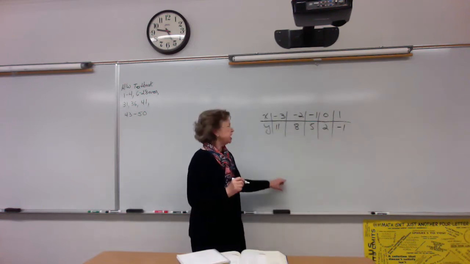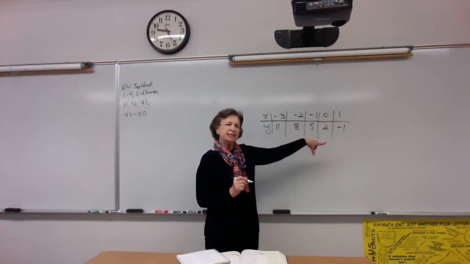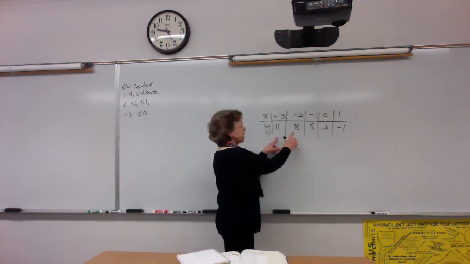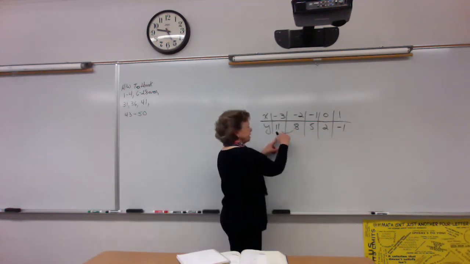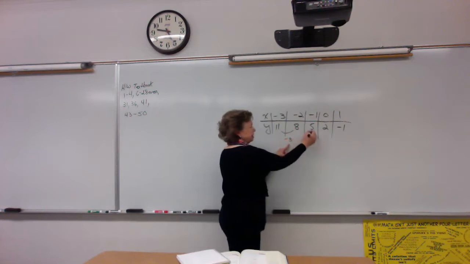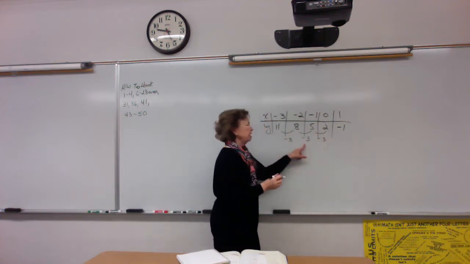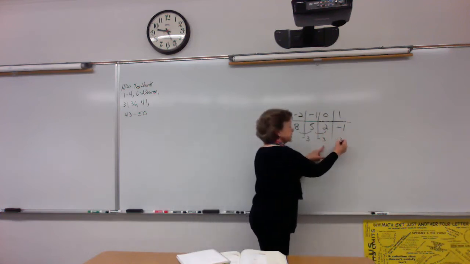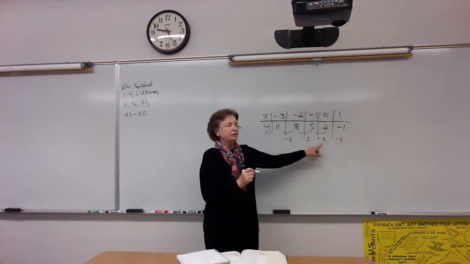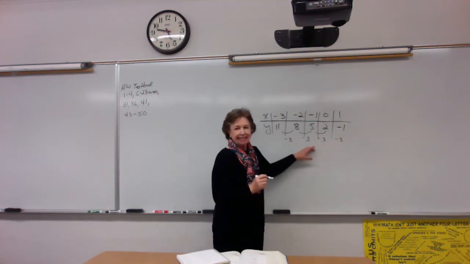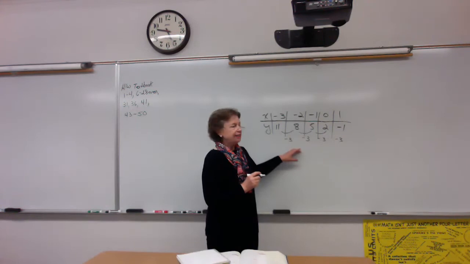The next thing to check are the distances between. So first differences, I'm subtracting. So 8 minus 11 is -3. 5 minus 8, -3. 2 minus 5 is -3. -1 minus 2 is -3. Those first differences, that's what we call that, are constant, and therefore this is a linear function.